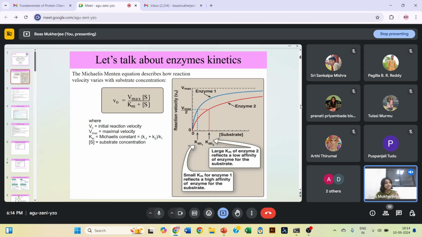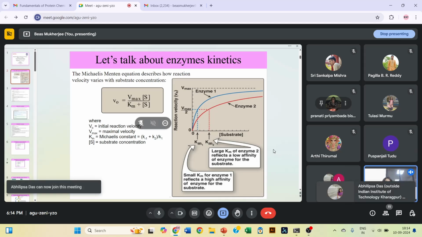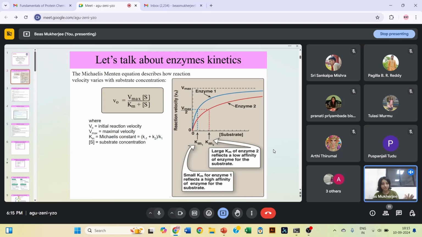Then there is maximal velocity that can be attained, and then there is Km. So Km is a constant. This is called the Michaelis constant, and Km is nothing but the summation of the rates of different reactions. So we will look into that very soon. And then there is substrate concentration. So this is the graph that you are seeing, and Km actually tells you about the activity of an enzyme. So this tells you about the affinity of the enzyme for its substrate.